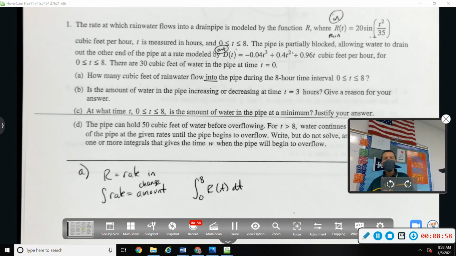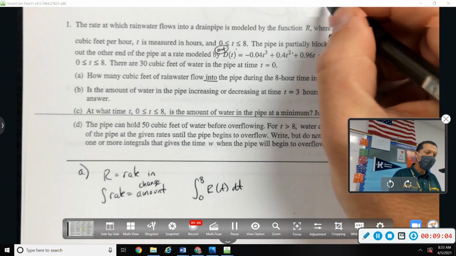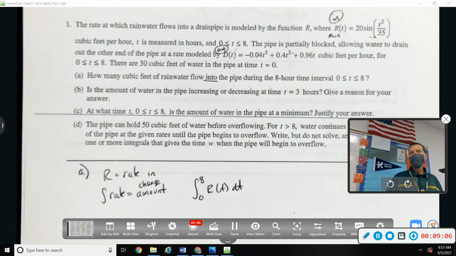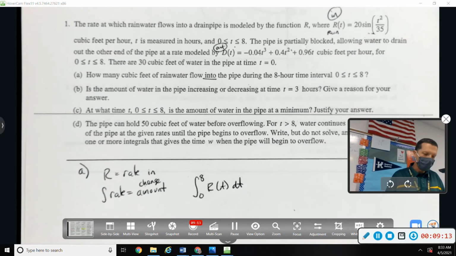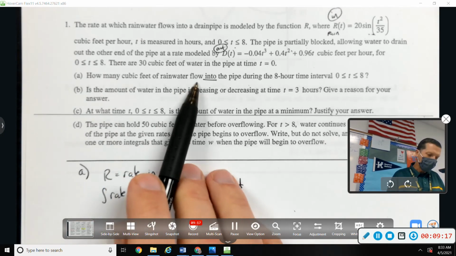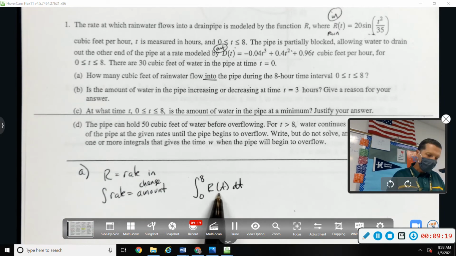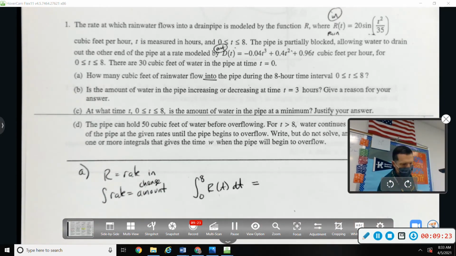If for some reason you are opposed to the letter r and you want to use f and g, then that's fine. You just have to say f of t equals r of t, and you can use f the rest of the way. I don't know why you would do that, but it's legal. Back to this question. How many cubic feet of rainwater from 0 to 8? So I'm ready to go to the calculator and just type that in, and that'll be my answer.